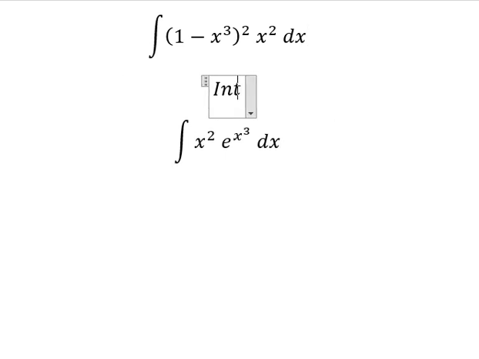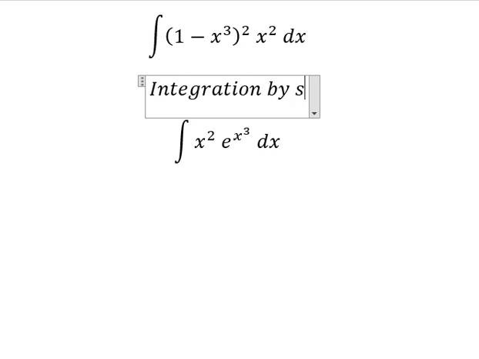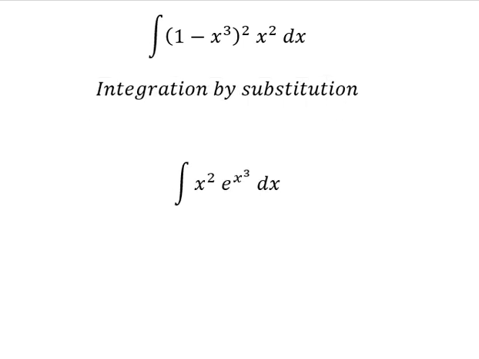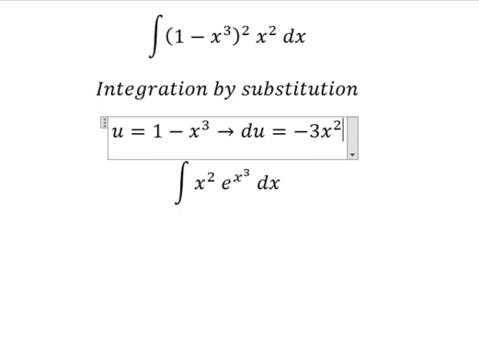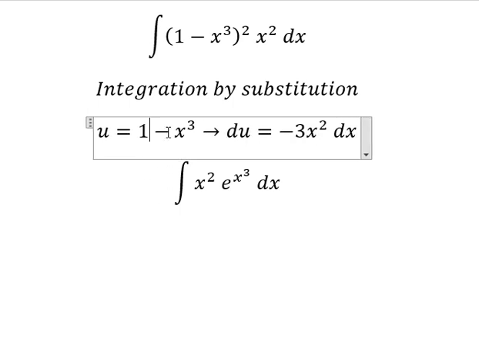We need to use integration by substitution. So I will put u equals to this one. Later, we need to do the first derivative for both sides, and you get negative 3s squared ds. Because we have the negative sign, that's why we have the negative in here.